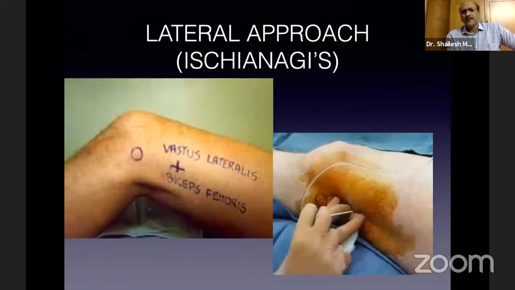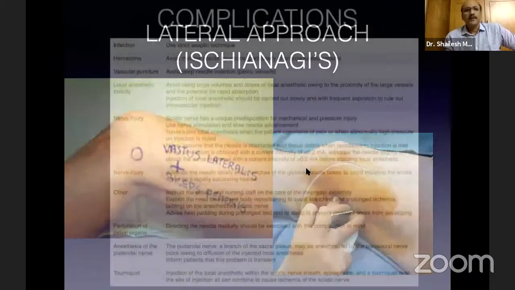Then the lateral approach, again, between the vastus lateralis and the biceps femoris, the groove here, go 10 centimeters above the popliteal crease, go perpendicular to the skin. When you hit the femur, just withdraw the needle slightly, note the distance, and go 30 degrees downwards, but not more than 1 inch because you can hit the popliteal artery beyond that. So don't go too deep, just 30 degrees downwards and check for the end motor response.